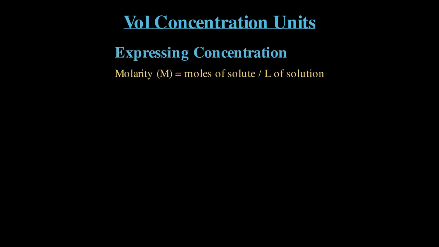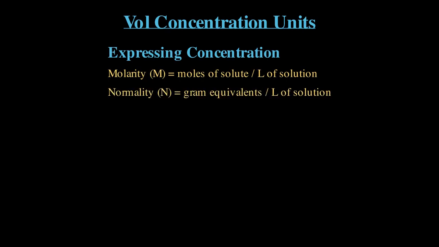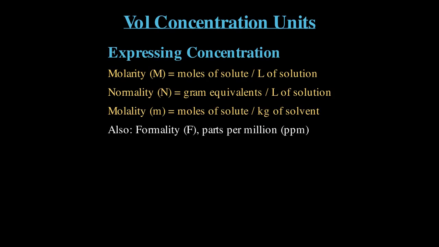To perform calculations, we need to express the concentration of our solutions using standard units. The most common unit is molarity, with the symbol capital M, defined as the moles of solute per liter of solution. Another very important unit is normality, symbol capital N, which is defined as the number of gram equivalents of solute per liter of solution. Don't confuse these with molality, symbol small m, which is moles of solute per kilogram of solvent. For ionic compounds, we sometimes use formality. And for very dilute solutions, you might see parts per million or ppm.